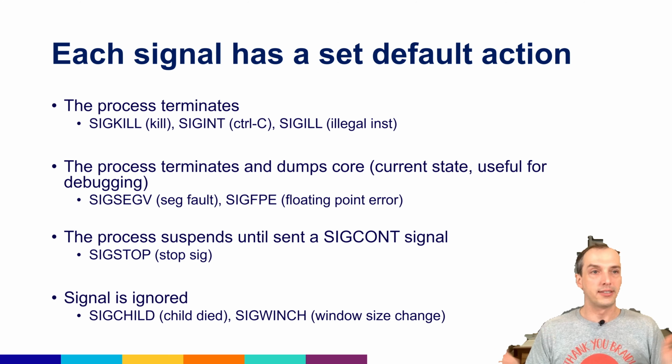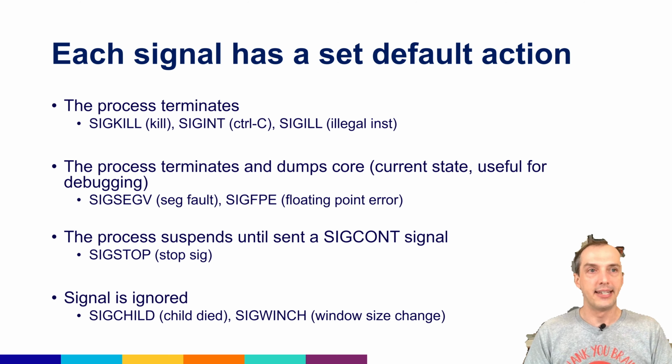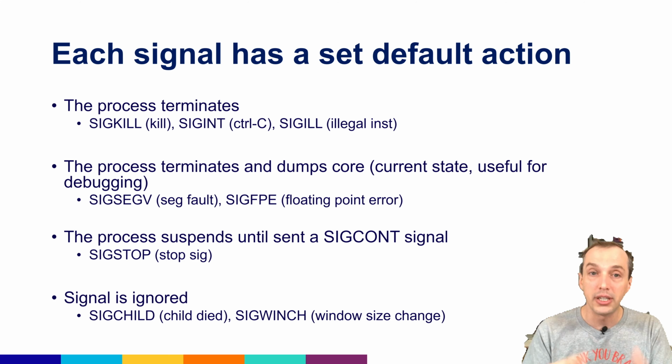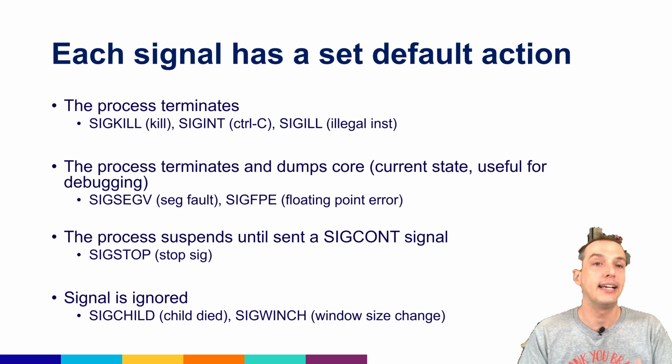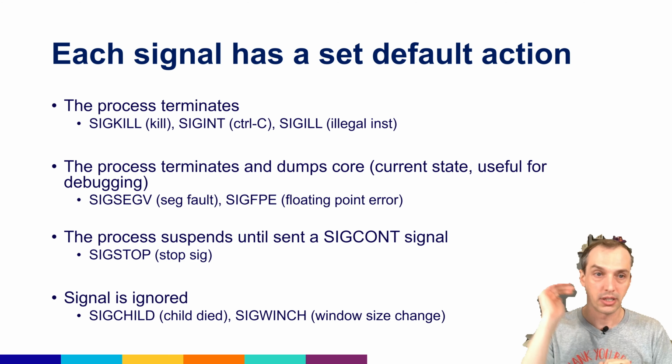There are certain defaults like SIGINT, SIGQUIT, SIGILL that will by default terminate the process. So if you, as a user level coder, have not yet said, hey, I want to do something special when this signal comes in, it'll just kill your process.